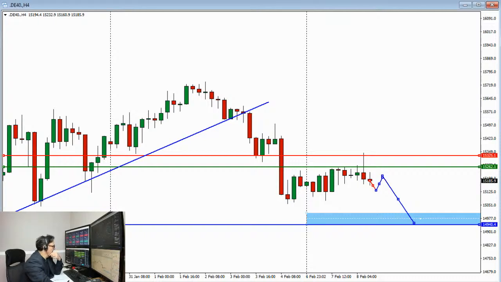And then it becomes symmetrical. Sorry, I'm just hearing something. I don't know if you can hear it as well. So then it becomes a symmetrical extension to the downside, and then the price comes down here.